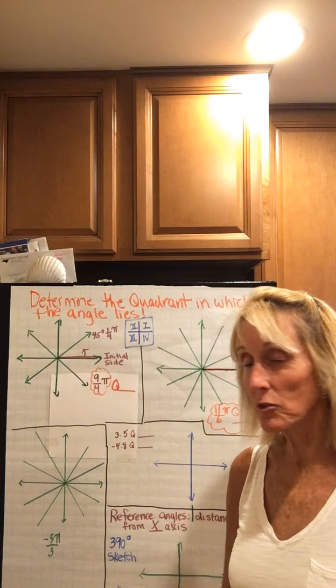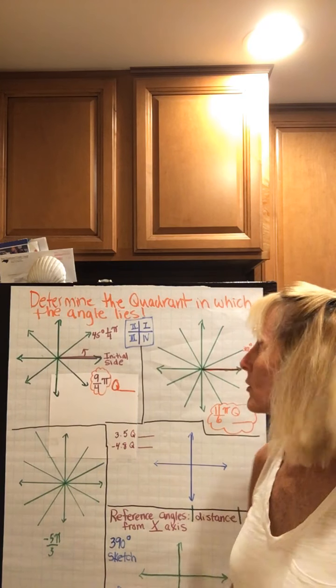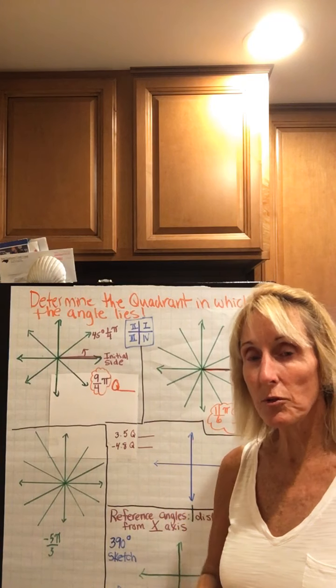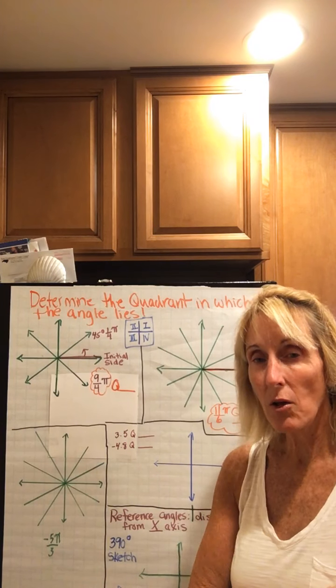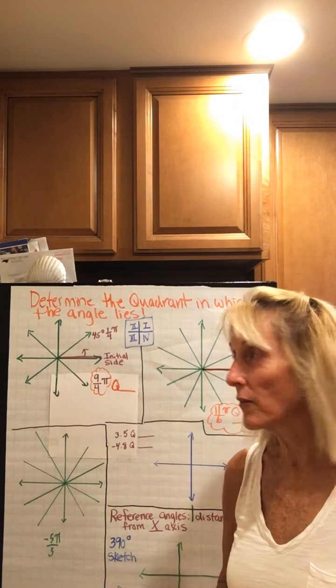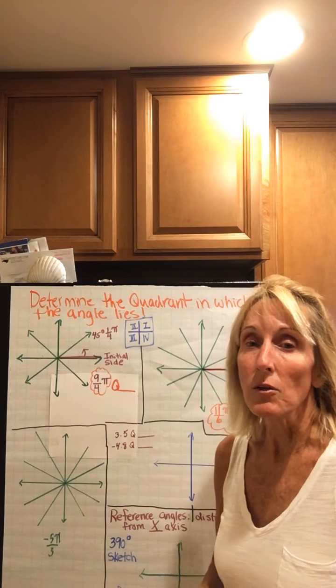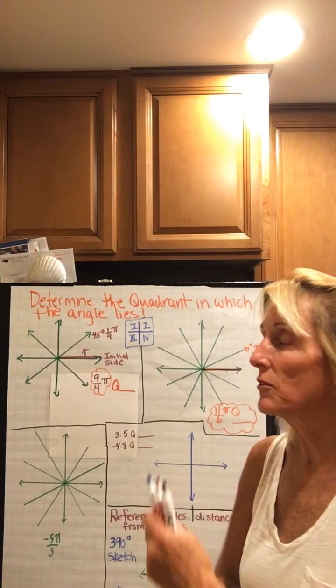Still working with unit circles, and we're going to learn today about reference angles. So it's kind of two things we're learning today. Right now we're just going to talk about determining the quadrant in which the angle lies. So hopefully it's an easy lesson.